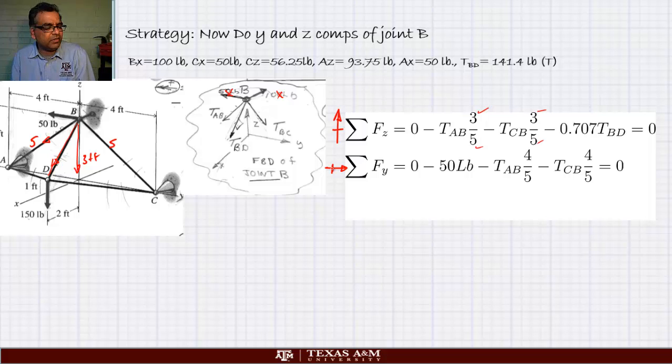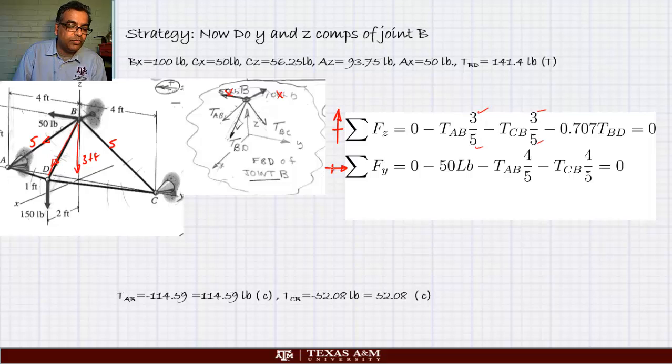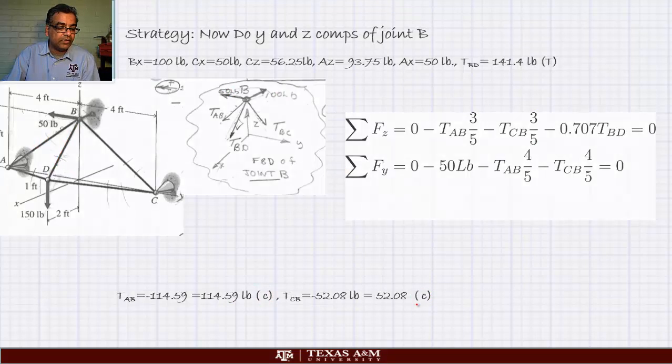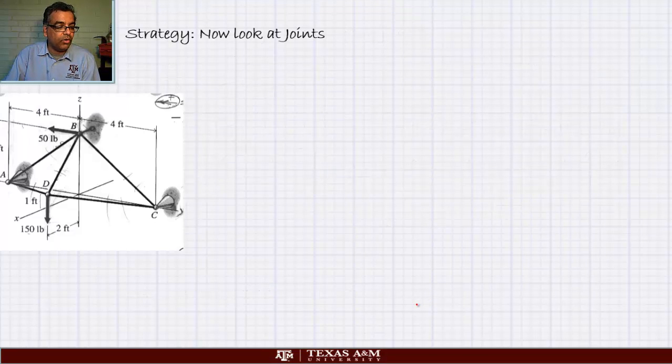So this is nothing but just using force equilibrium. You can solve these 2 equations for 2 unknowns. It's pretty easy to see that I'll get TAB equal to 114.59. TCB is minus 52.08. So if I get minus, that means it's compression. That's why I put a C there.